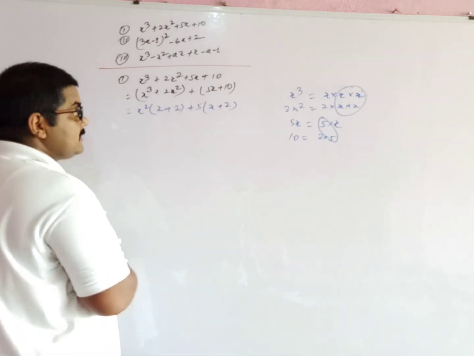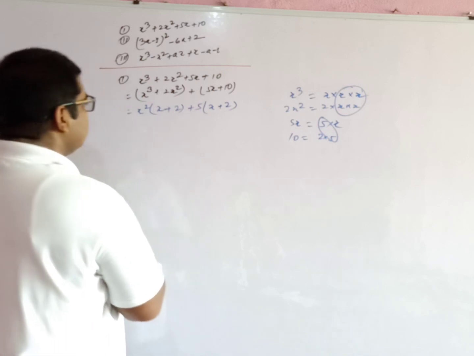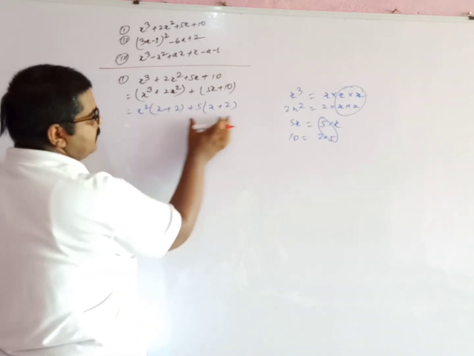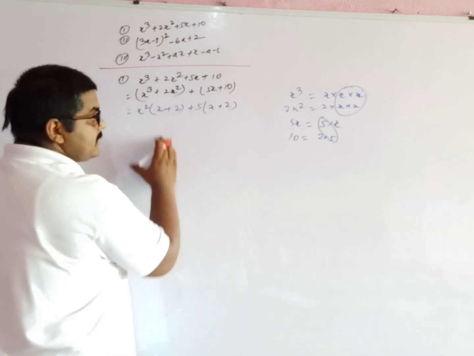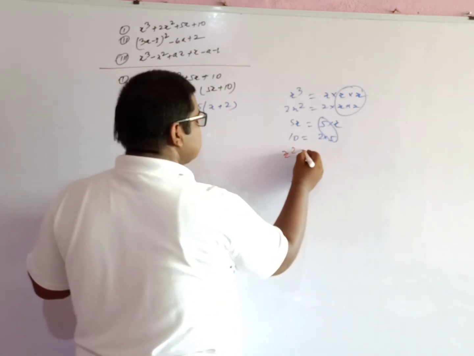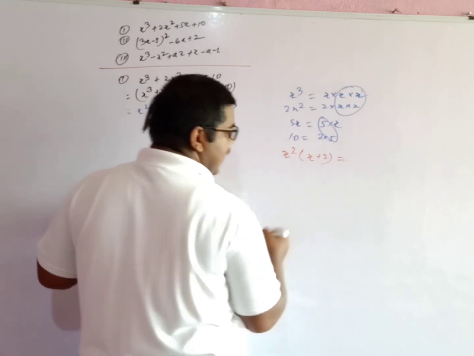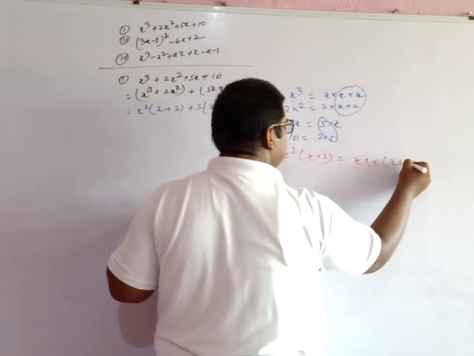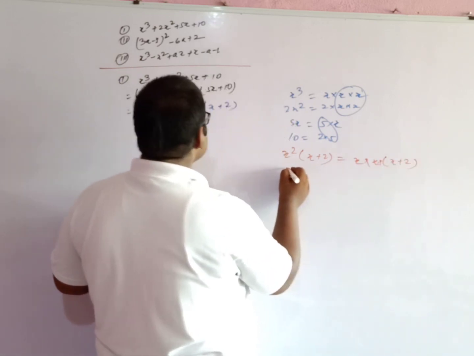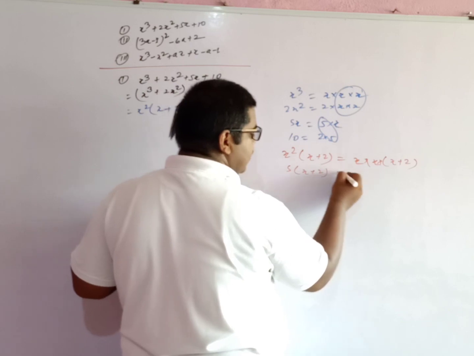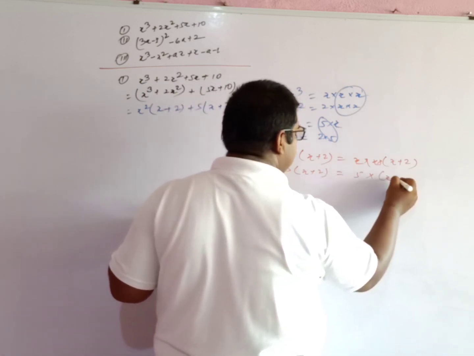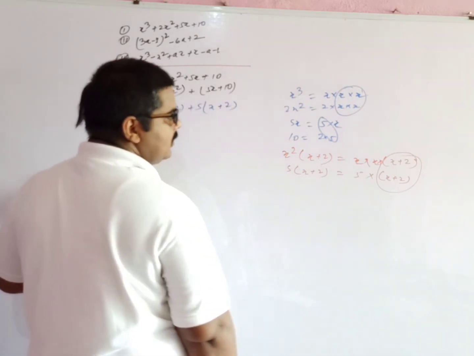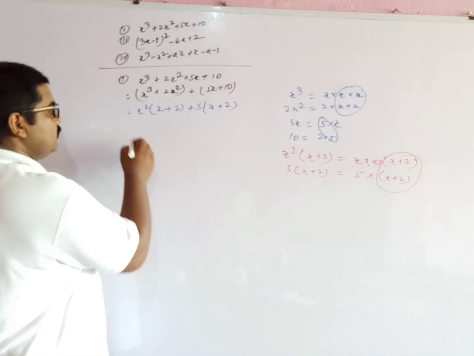And now you can see that in these two terms, this is one term, this is the second term. And what is the common in these two terms? X squared into x plus 2 can be written as x into x plus 2. And the second one, 5 into x plus 2, can be written as 5 into x plus 2. What is common? Actually you can see that common is x plus 2.